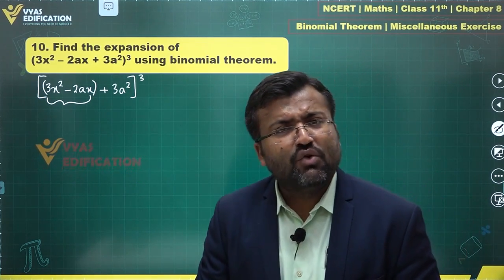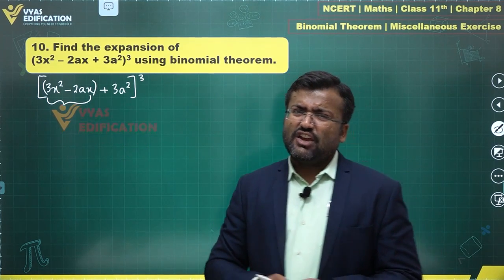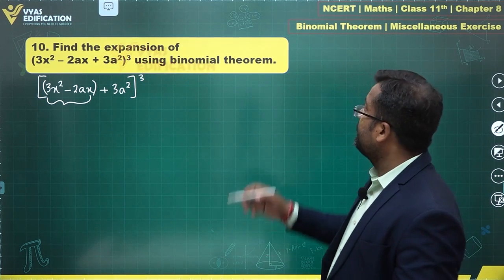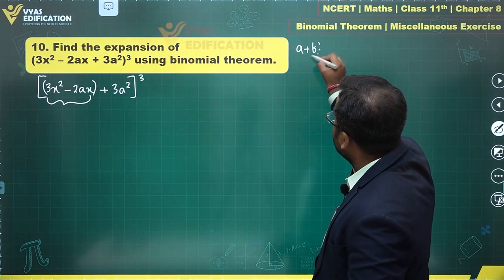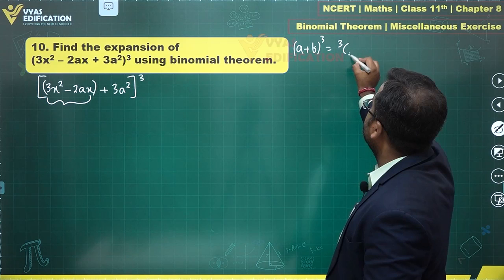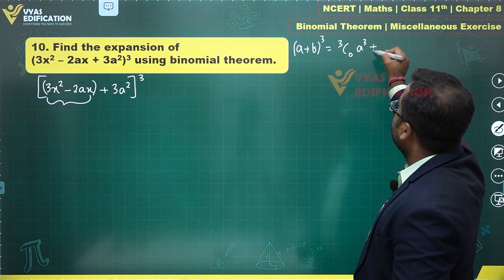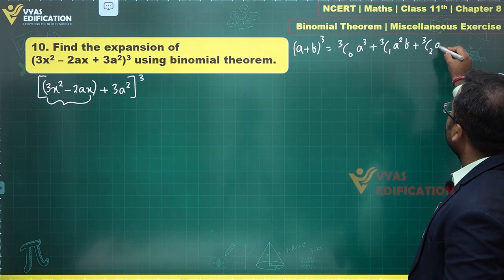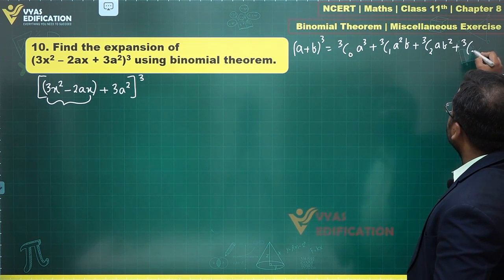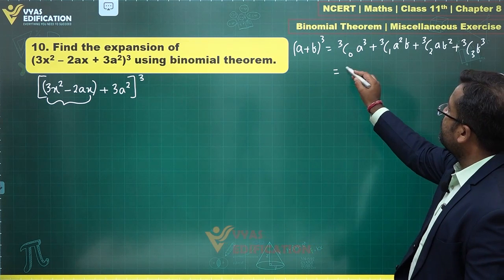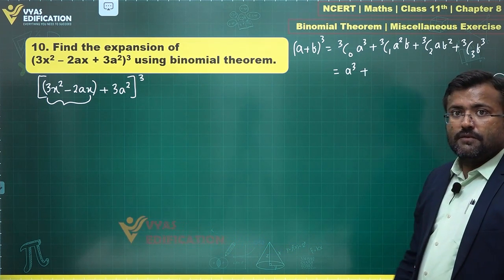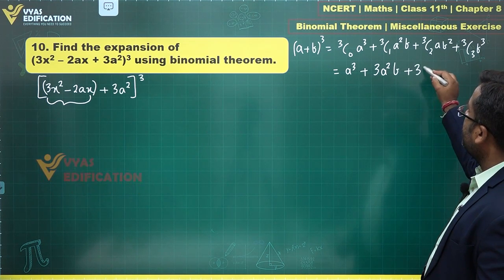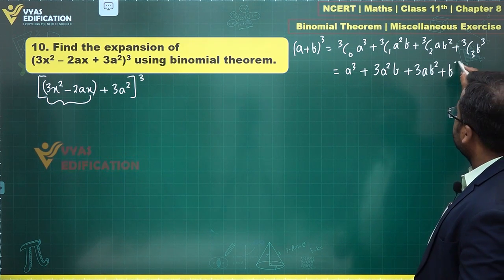Okay. A plus b whole cube is pretty simple. This is a cube plus 3a square b plus 3ab square plus b cube, using binomial theorem once again. Let's see. A plus b whole power 3 is nothing but 3c0 a power 3 plus 3c1 a square b plus 3c2 a b square plus 3c3 b power 3, which simplifies to a cube plus 3c1 is 3 a square b plus 3 ab square plus b power 3.